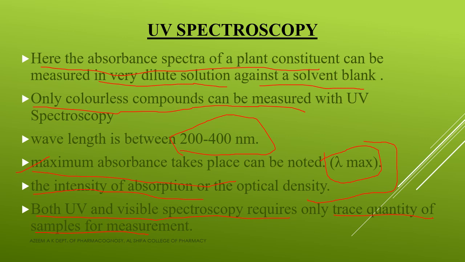To summarize, in UV spectroscopy, the absorbance spectra of a plant constituent can be measured in very dilute solution against a solvent blank, and only colorless compounds can be taken for analysis. The wave range is from 200 to 400 nanometer, and two parameters can be studied: first lambda max, and second optical density. Last point is that it requires only a trace quantity of sample for the measurement. So that is about UV spectroscopy.